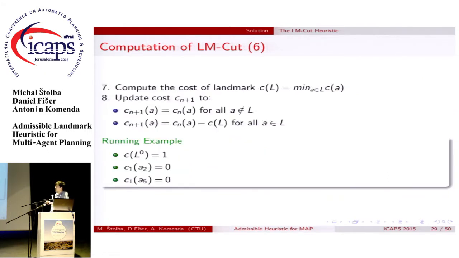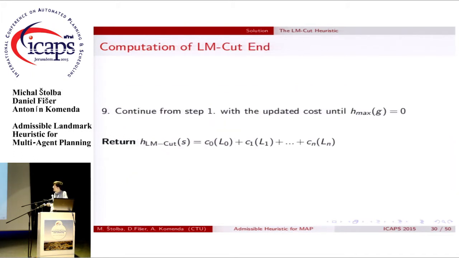In the next step, we determine the cost of the landmark, which is again the minimum of the cost of actions. Here it's 1 in the example. And then we update the cost function so that for all actions which are not in the landmark, we keep the original one. And for all actions which are in the landmark, we deduce the cost of the landmark from their cost. So now the cost of action A2 and A5 will be 0. So this is how the cost partitioning is done. And then we continue from step 1, compute the H-max heuristic, and continue the whole cycle until the H-max of the goal is 0. And in that case, we return the sum of the cost of the landmarks found so far, and this is the heuristic estimate.